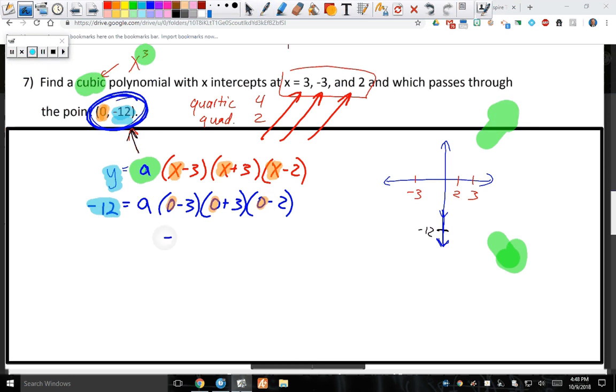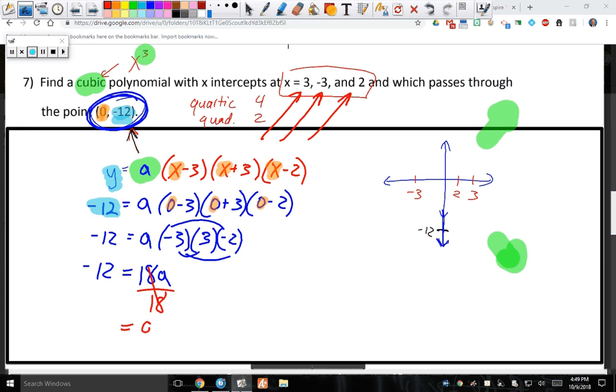And then we'll have a negative 3 times a positive 3 times a negative 2 times a is equal to negative 12. So negative times a negative will give me a positive. I have 9 times 2 is 18, which is a positive 18a is equal to negative 12. If I divide both sides by 18, that cancels to 1a. And then I have negative 12 over 18, which if I were to reduce it, I could get negative 6 over 9, and then further reduce it.